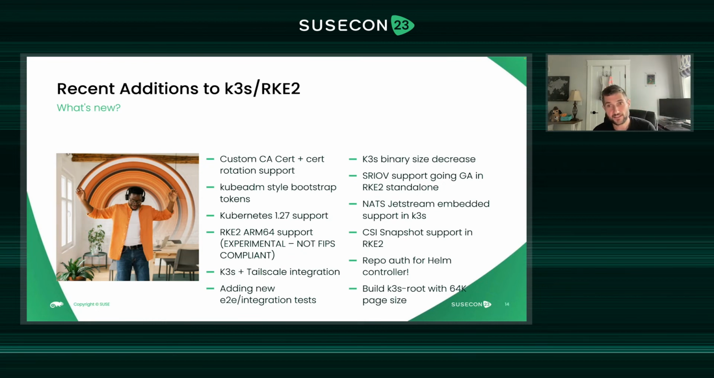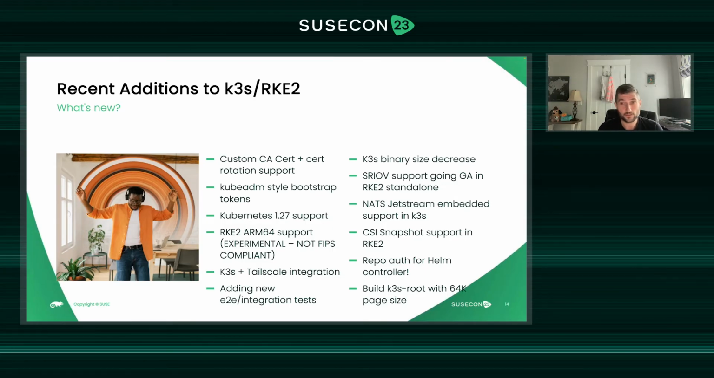The K3s binary size decreased with 1.27. That's largely being able to pull containerd back into the multi-call binary. It had to be separated out with 1.26, but we were able to get it back in, which caused the K3s binary size to decrease a little bit. We also have removed some unnecessary and unused components to help with that as well. We have now been able to consider SR-IOV support GA in RKE2. I wrote standalone here, but it's also considered supported in Rancher Manager as well.